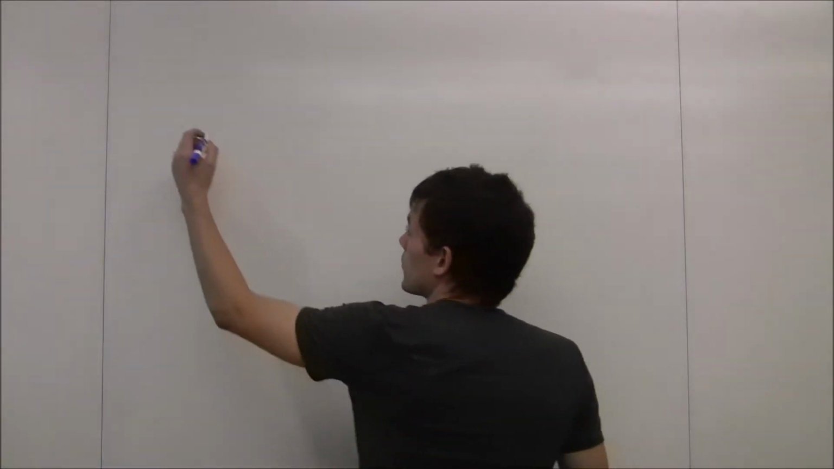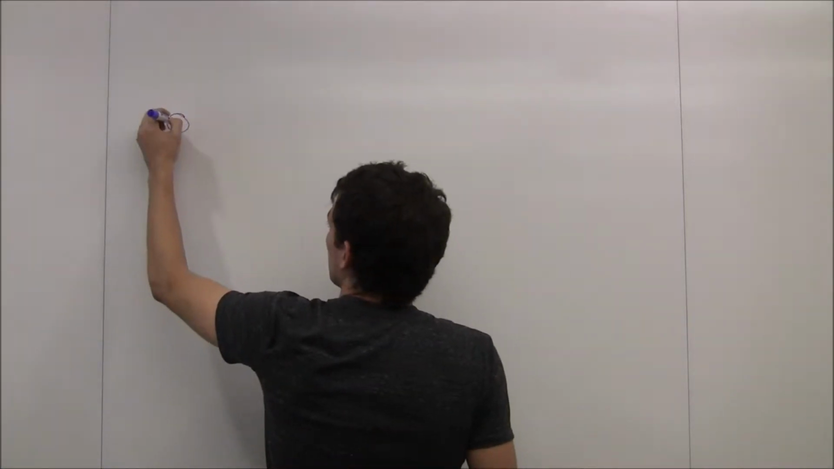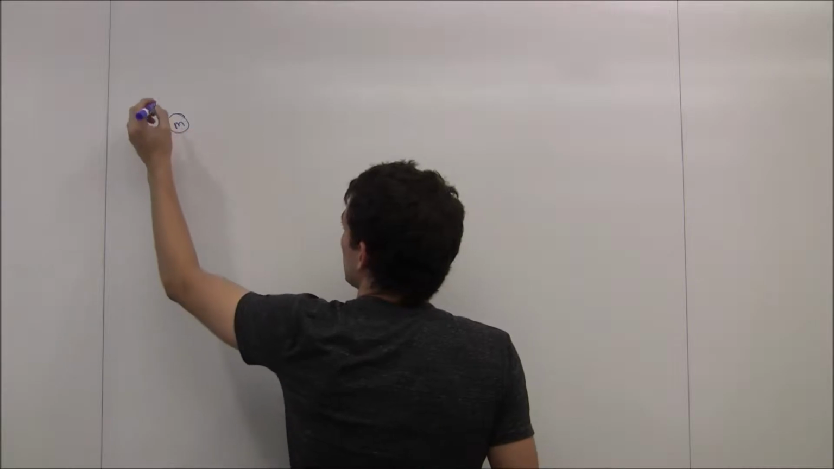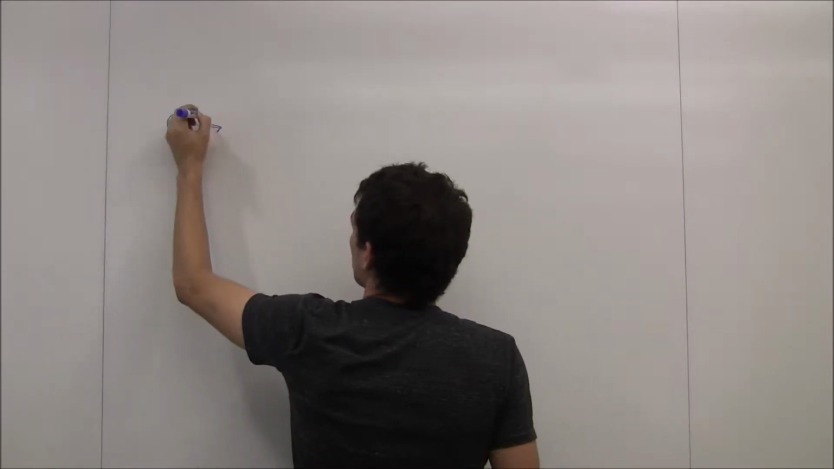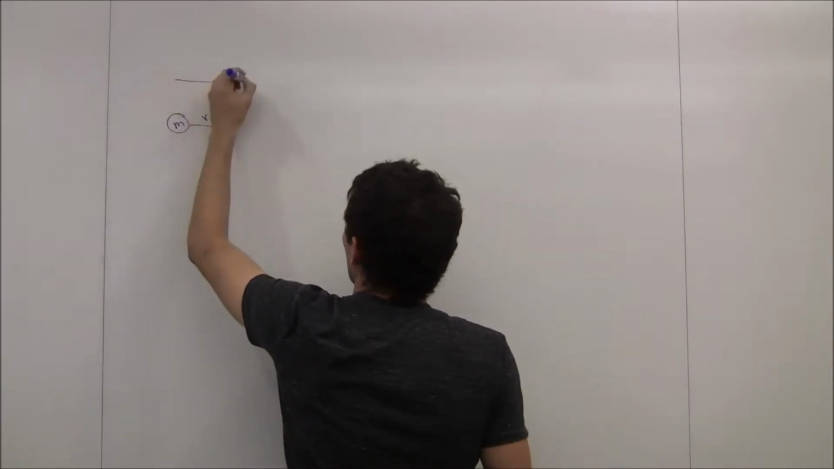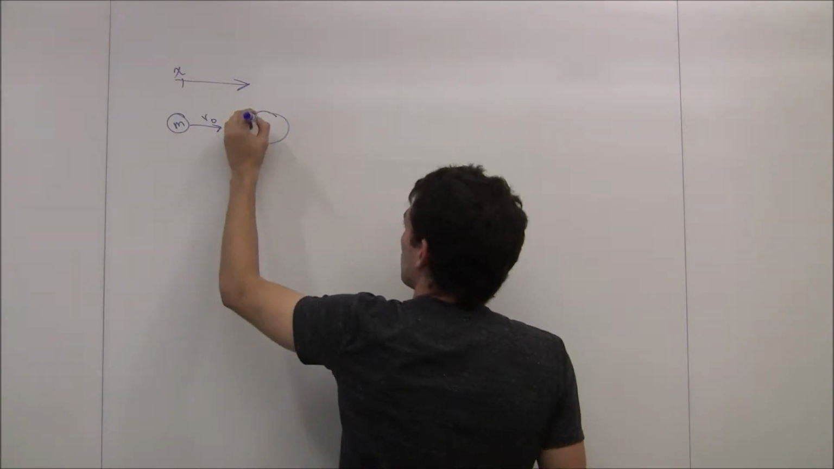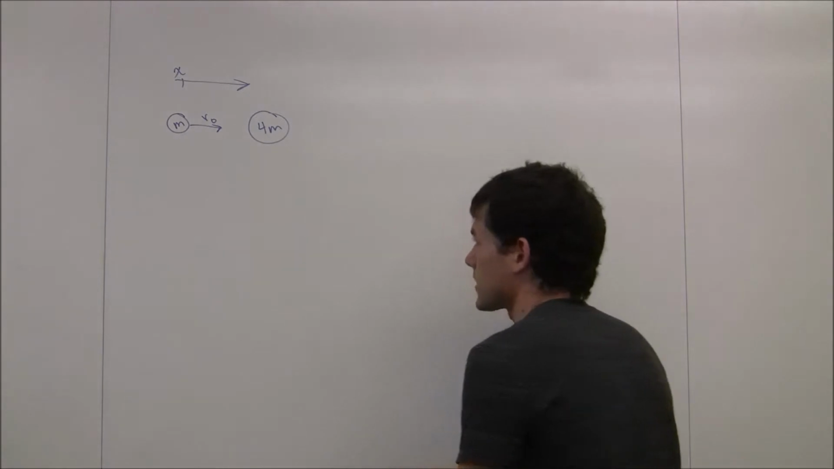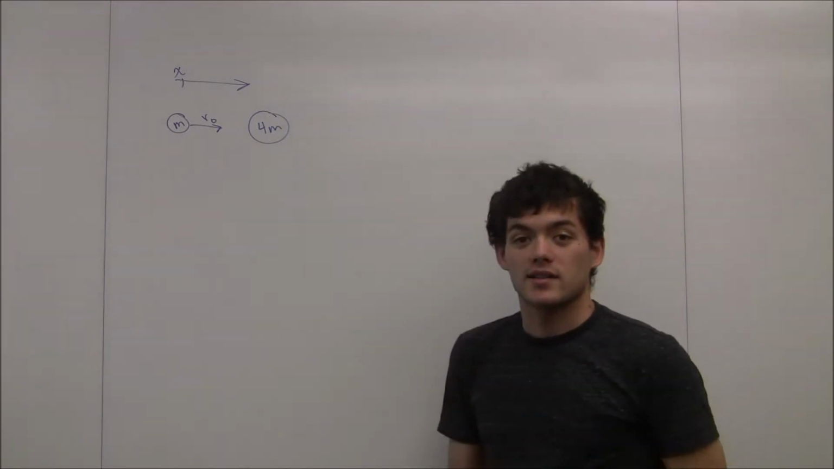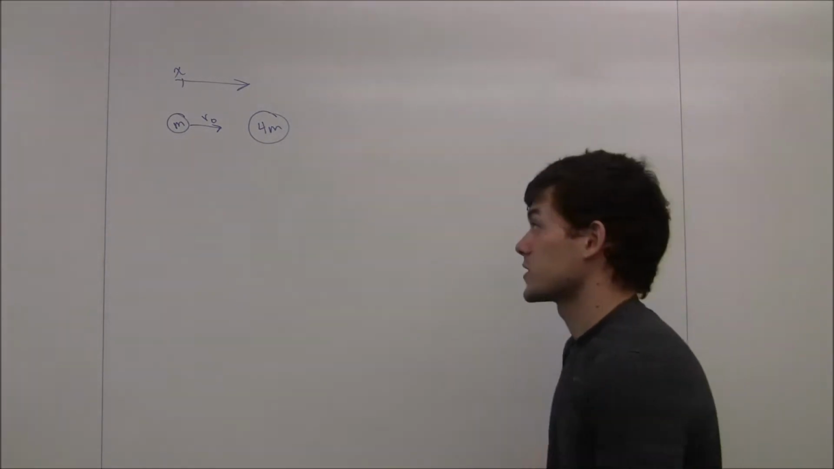So in this problem, we're given that a ball of mass m is moving to the right with initial velocity v0. We're going to call this the positive x hat direction. And it collides with a larger ball of mass 4m initially at rest. The two of them collide elastically, and we're asked what their final velocities are going to be.